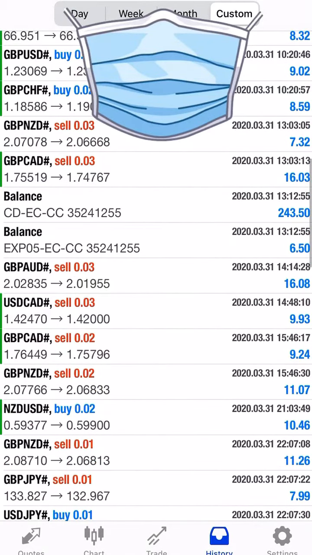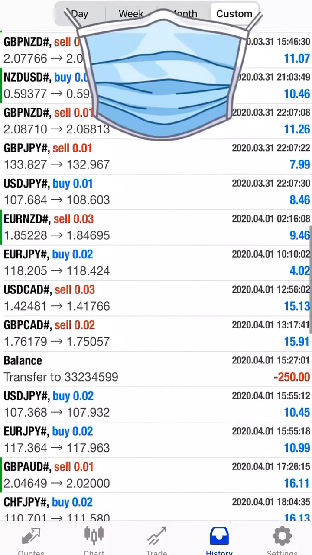So when we got the confirmed trade, we increased our lot size a little bit. As you can see, we are using 0.02 or 0.03 on a $1,000 account. Yeah, you heard it right. So that's all the history here.